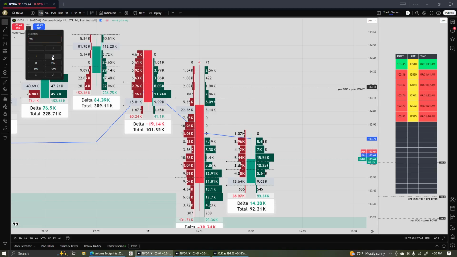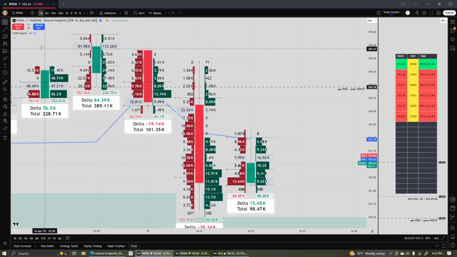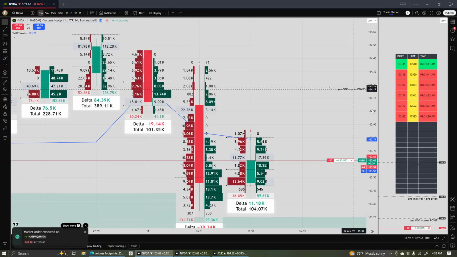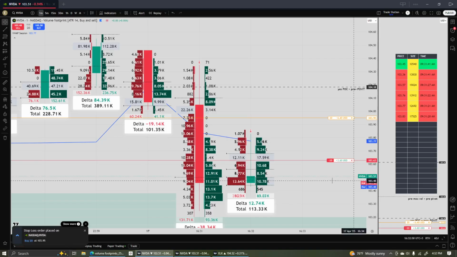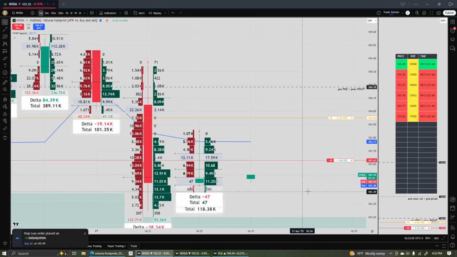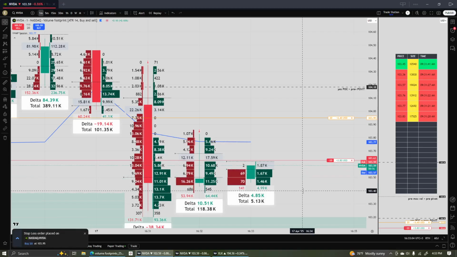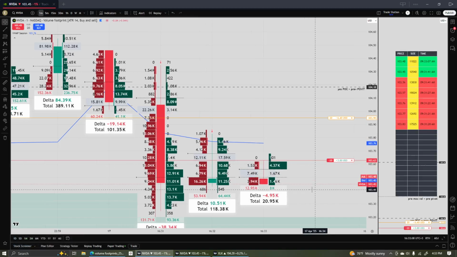Market. Okay, I don't have enough funds for this. Today I'm going to trade smaller. My SL is right above the VWAP. If it crosses above the VWAP, that means my analysis is wrong. Delta was minus 10.51, so buyers didn't win by a lot.